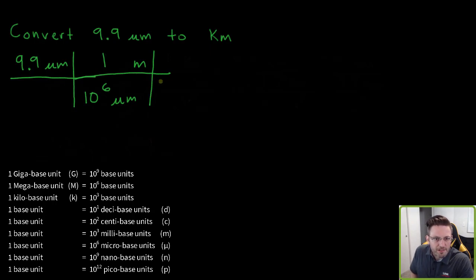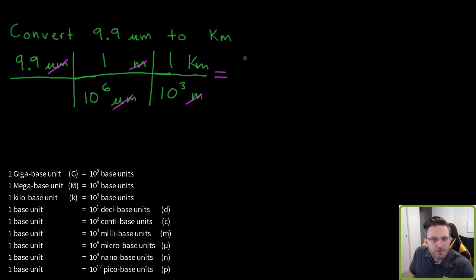Okay, so now we can go from meter, our base unit, to kilometers. We have meters at the top, so we're going to want meters at the bottom this time, which leaves us with kilometers at the top. Looking at our table over here, we see that there are 10 to the 3 meters in every 1 kilometer. So now we can cancel out things that appear on both the top and the bottom. We have micrometers at the top, micrometers at the bottom, meters at the top, and meters at the bottom.